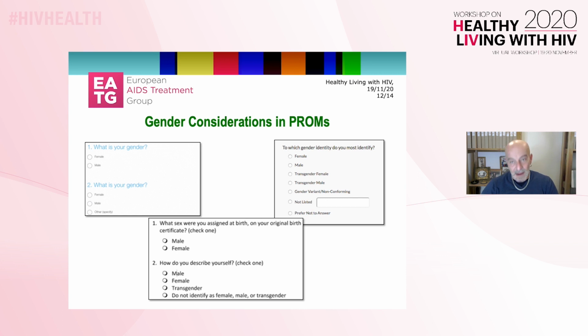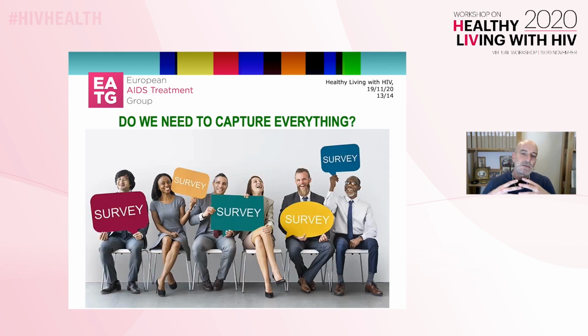Because sex assigned at birth may be different from the one I identify with, of course, as you know. But there are also many other complexities. Now, this is a very simple example of how we need to be very careful when writing a question in a questionnaire, because we want to capture all the complexity of the responders to that questionnaire. But do we need to capture really everything in our surveys? Now, my personal answer to this question is yes, for many reasons.